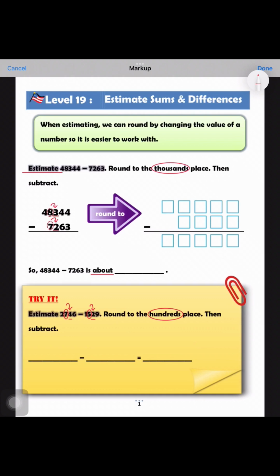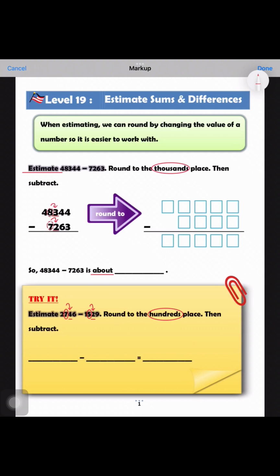First, estimate 48,344 minus 7,263. Round to the thousands place, then subtract. So the first thing we need to do is to round each number to the thousands place.